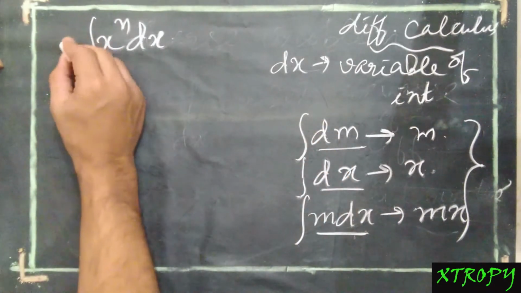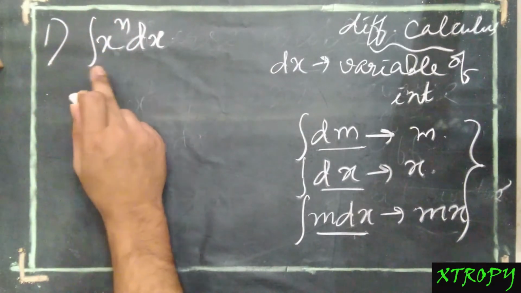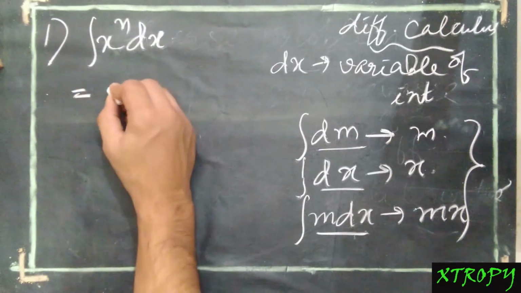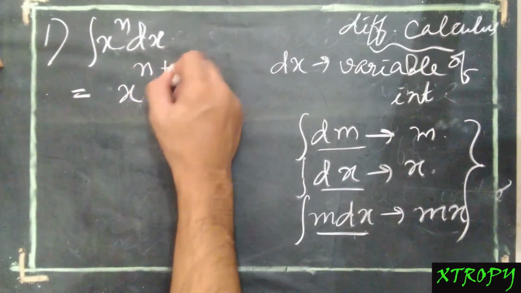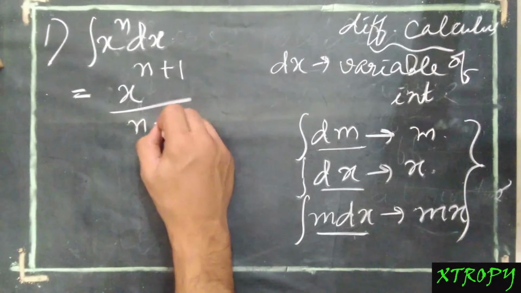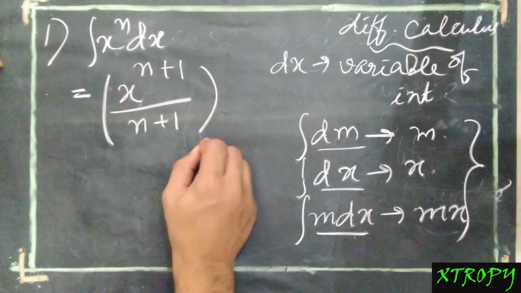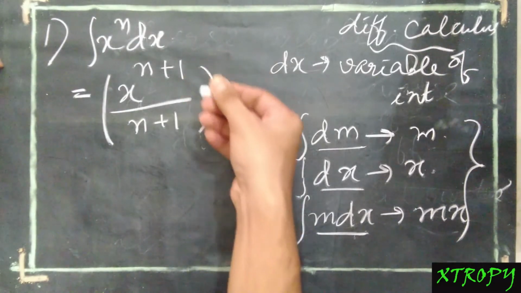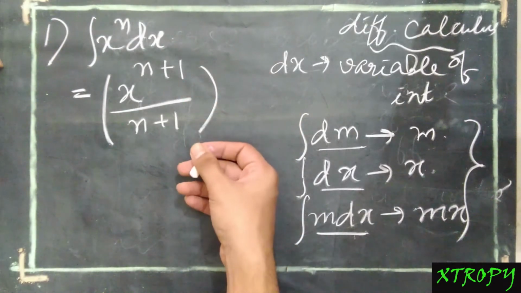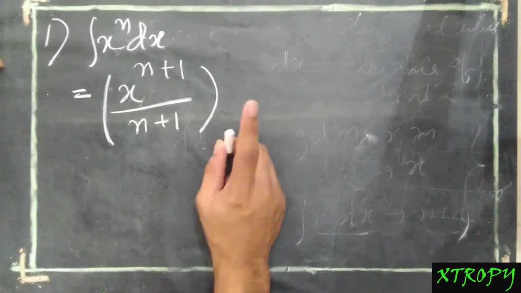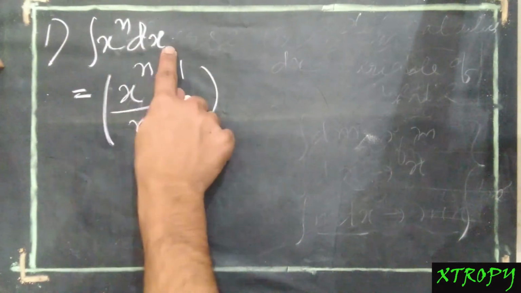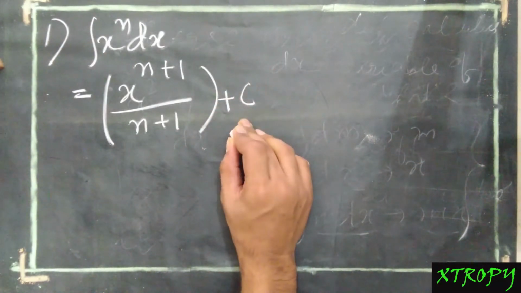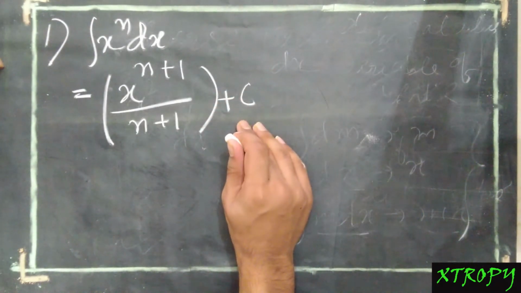So, this first formula, integration of x power n dx, the answer to this is x to the power n plus 1 divided by n plus 1. So now we will see a basic proof of whether it is correct or not. In indefinite integration, whenever you complete an integration, you must add an arbitrary constant to it. This is very important. I will show you one example and you will understand its importance.